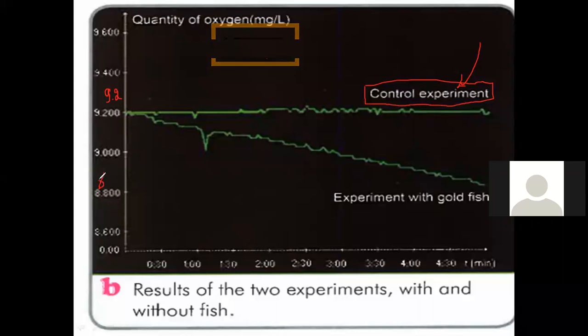What is the unit? Pay attention, Adam. You have to mention the unit. So at time zero, the quantity of oxygen was 9.2. What is the unit? Milligram per liter. Okay, then as time increases from zero to 5 minutes, what happens? The amount of oxygen gas remains constant.